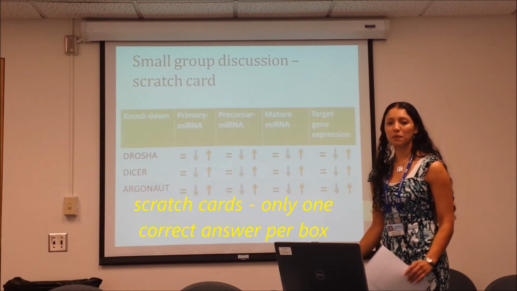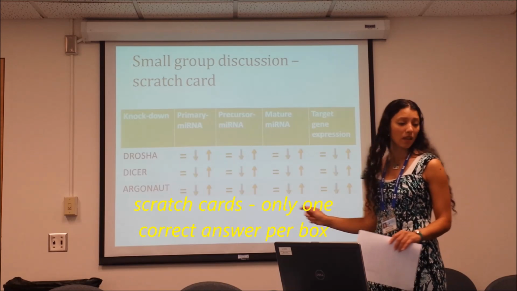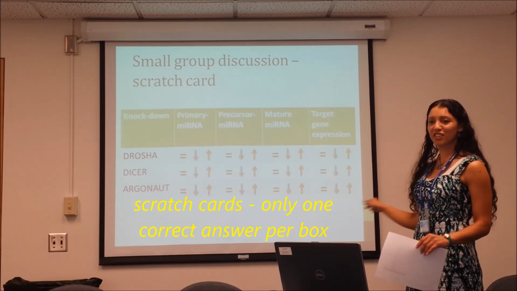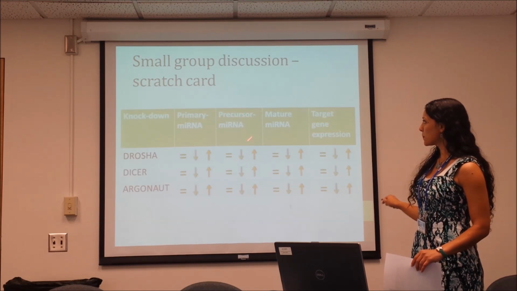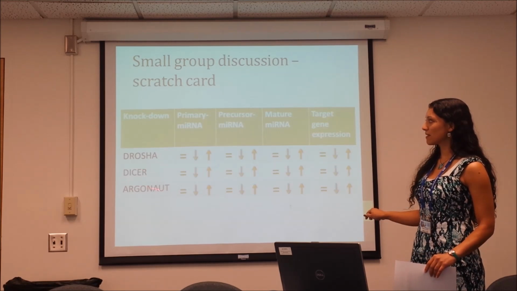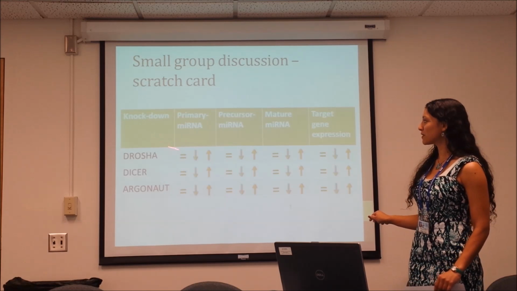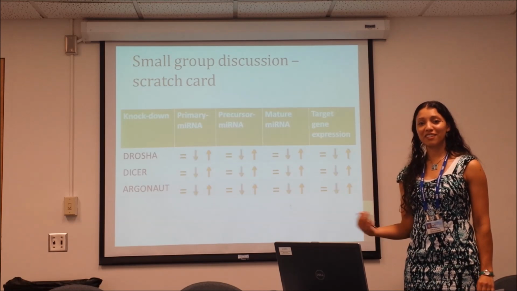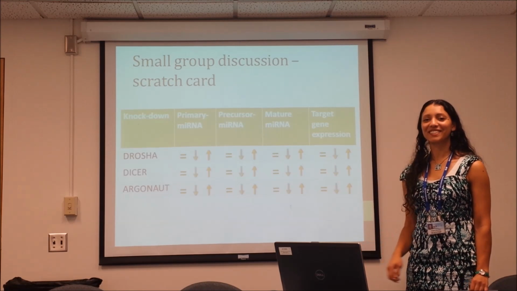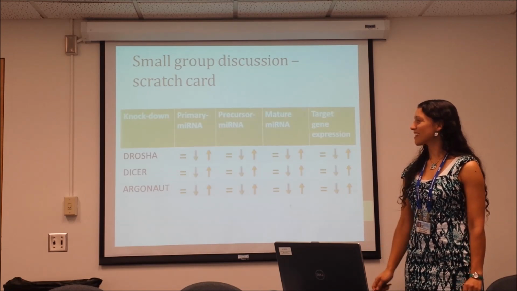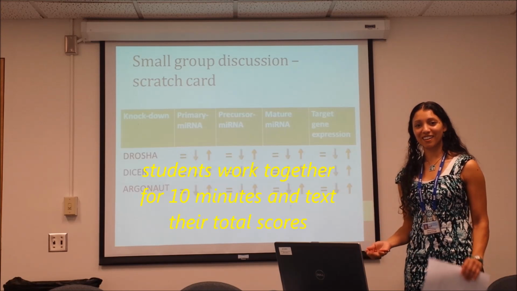So you're going to get in groups, you're going to work together, and you're going to have this scratch card. Each card has the different components and the enzymes that will be knocked down, and you have to scratch, and if you scratch in the right one, you get a point. If you scratch in the wrong one, you don't get any points. So let's see how many points you get.